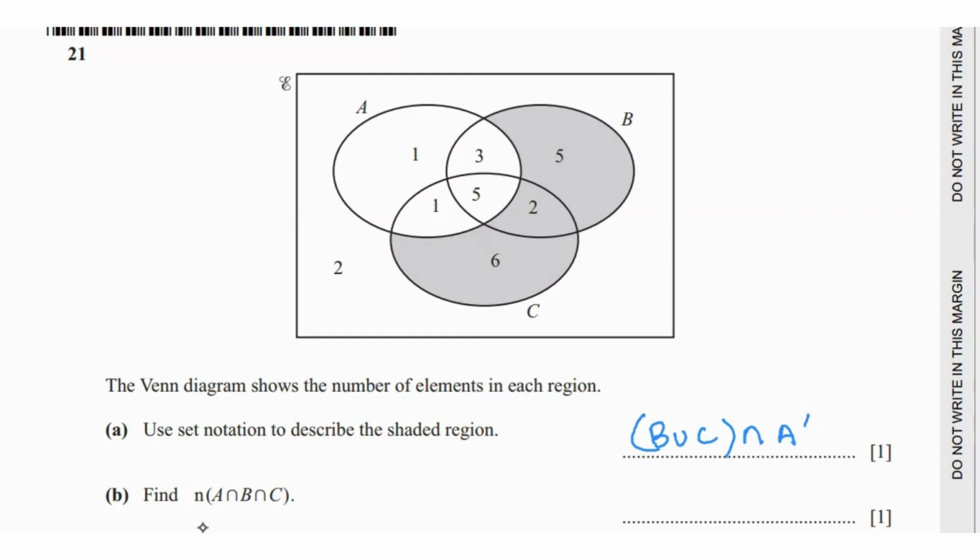Then it says find the number of A intersection B intersection C. So that's this. The only elements that are common between A, B, and C.